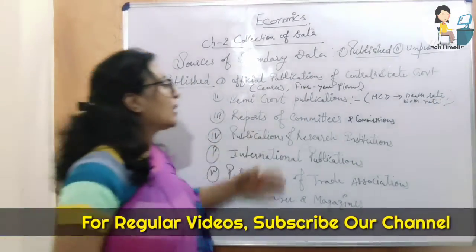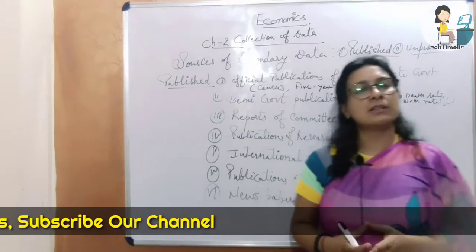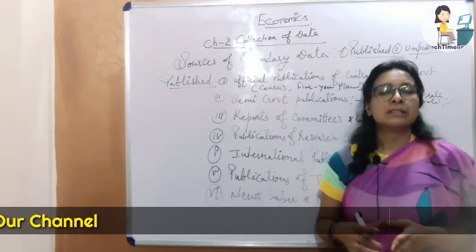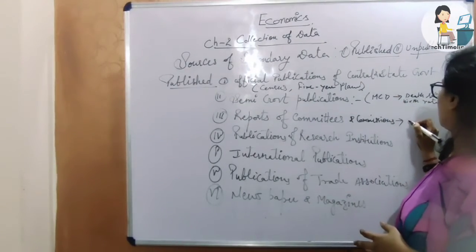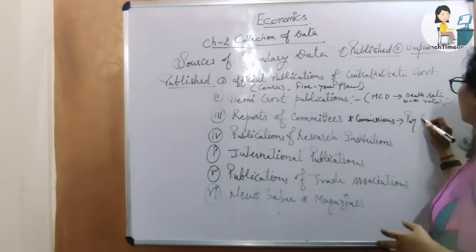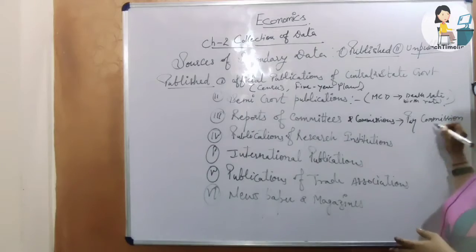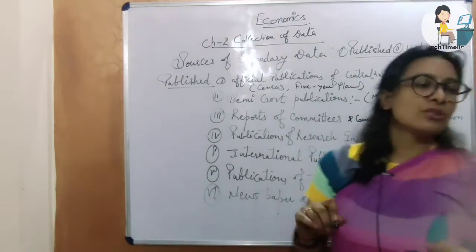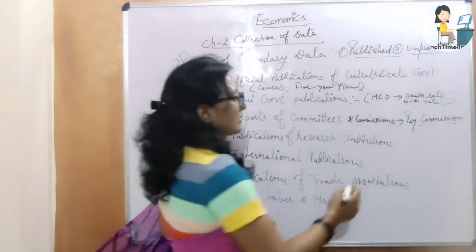Then the reports of committees and commissions. Many times reports are generated by many committees and organizations, and then they are published. The reports can be of the pay commission, the 7th pay commission we will say, or any other pay commission that generally presents their information. So an example of committees is the pay commissions.